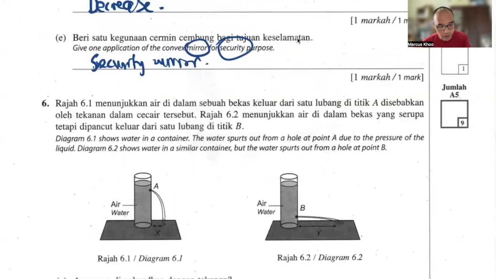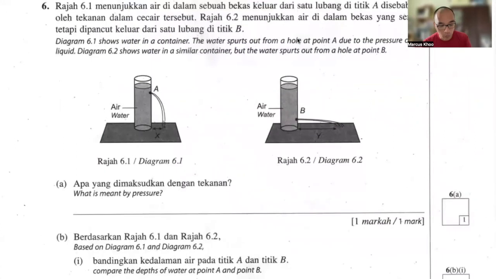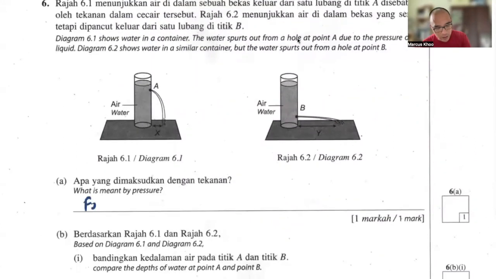Let's go to question 6. Diagram 6.1 shows water in a container. The water spurts out from a hole at point A due to pressure of the liquid. So you can see the difference over there. Now, what is meant by pressure? Pressure is force per unit area. This is the standard definition.